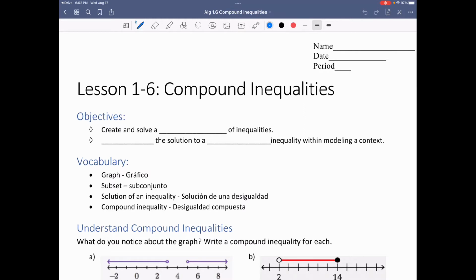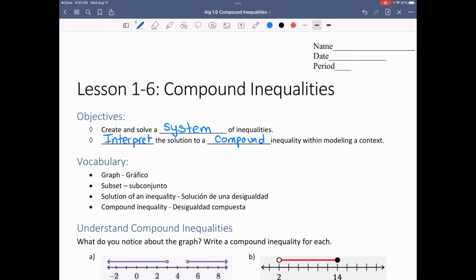Our objectives today are to create and solve a system of inequalities. We also are going to interpret the solution to a compound inequality within modeling a context.